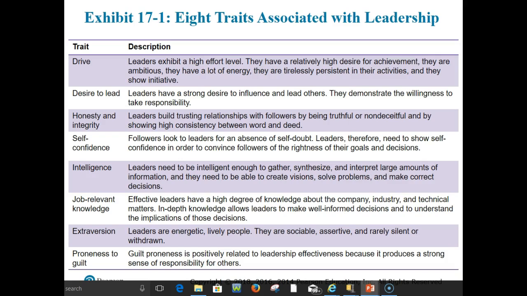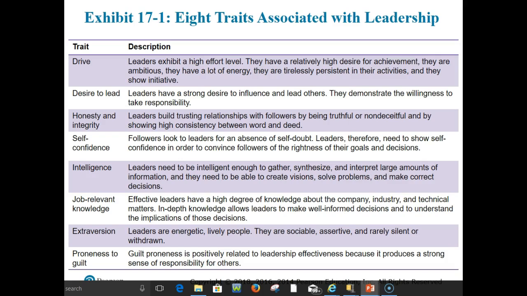The next trait is intelligence. That is, leaders need to be intelligent enough to gather, synthesize, and interpret large amounts of information, and they need to be able to create visions, solve problems, and make correct decisions. The next trait is job-relevant knowledge. Effective leaders have a high degree of knowledge about the company, industry, and technical matters. In-depth knowledge allows leaders to make well-informed decisions and to understand the implications of those decisions.